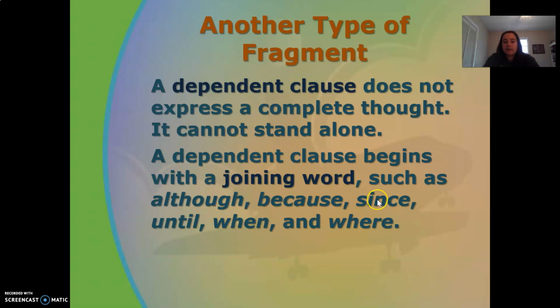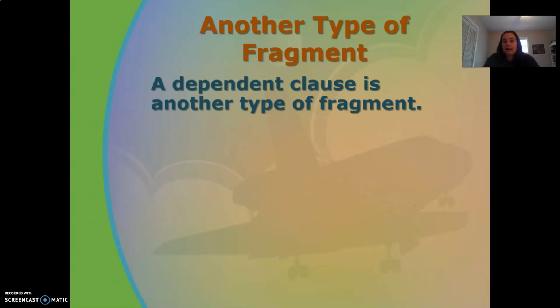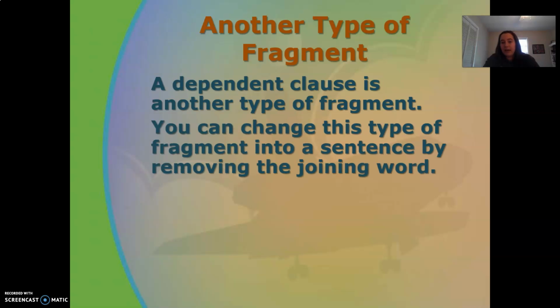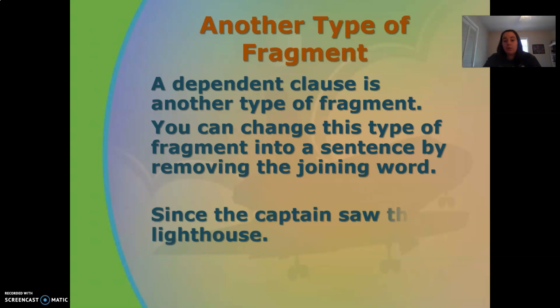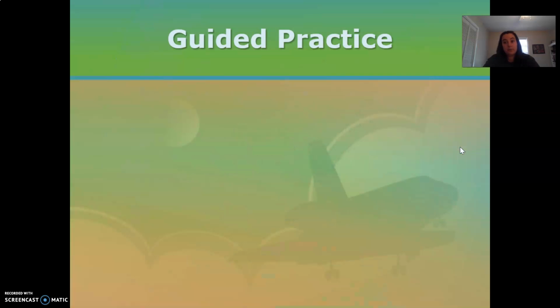So a dependent clause has these words in the front, okay? That's what we went over yesterday. Today, we're going to look at it again and how you can change it so that it's not a fragment anymore. A dependent clause is another type of fragment. You can change this type of fragment into a sentence by removing the joining word. Since the captain saw the lighthouse, that's a fragment, a dependent clause. If we get rid of the word since, we could just say the captain saw the lighthouse, and now it's a sentence. So to change a dependent clause into an independent clause, you remove the introductory word, remove the joining word. Very simple, isn't it?